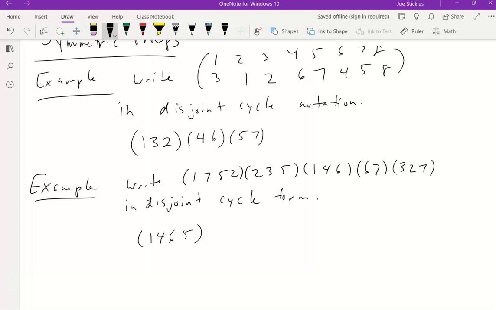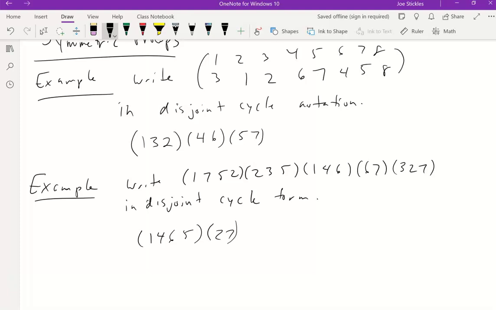What symbol do you think we should do next? 2? What does 2 get moved to? 7? I think overall it gets moved to 7, doesn't it? If I go all the way through. Yeah. 2 goes to 7. 7 goes to 3, which goes to 5, which goes to 2. So this closes it again.